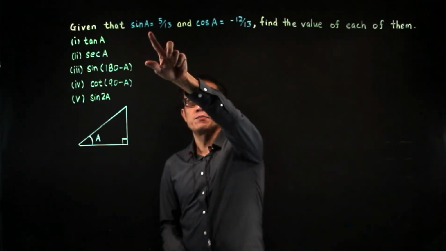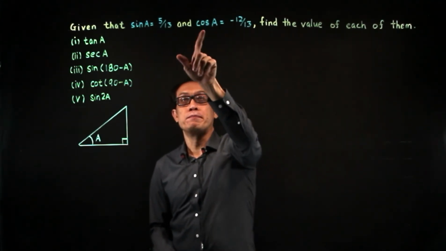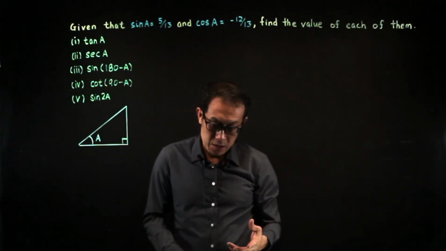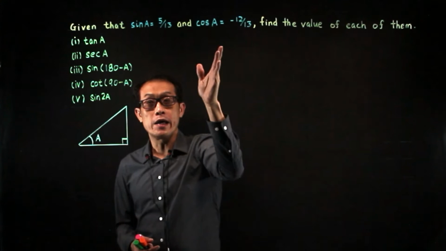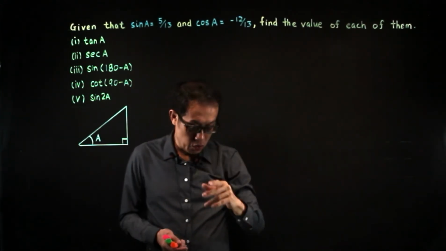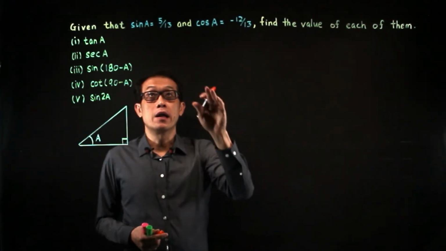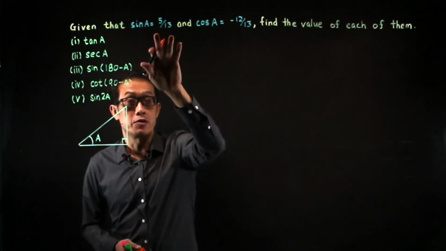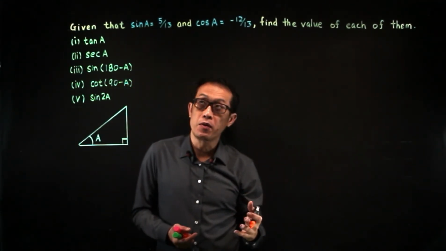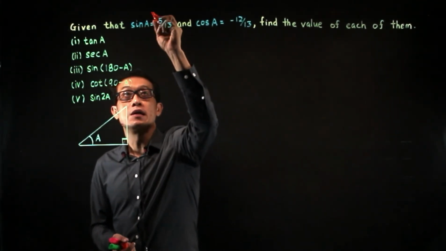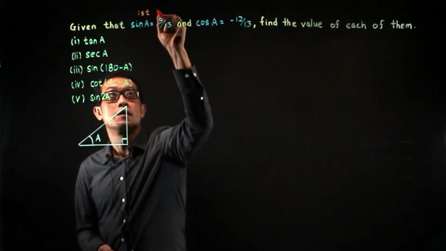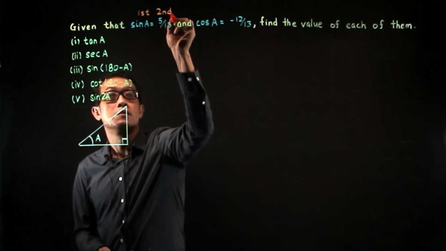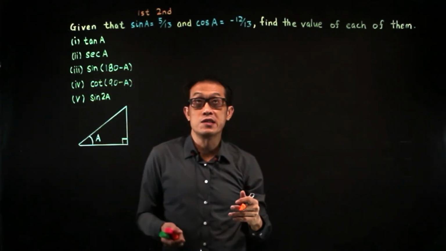These are the various expressions which we need to find their values. What's the purpose of giving us two of them? The purpose is so that we can determine which quadrant A belongs to. Let's look at this first. Sine A is positive. If sine A is positive, that means it has to be in the first or the second quadrant, because sine is positive in the first and second.